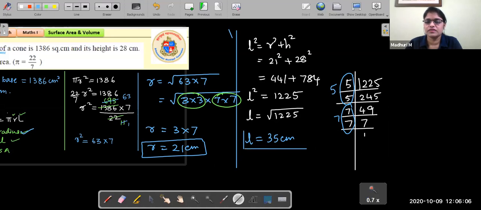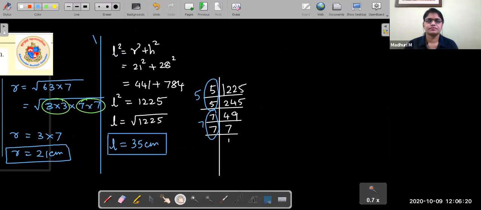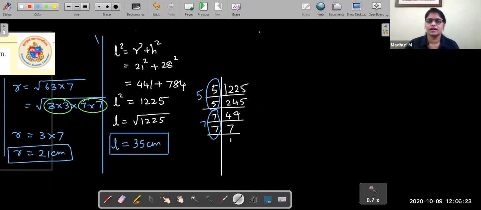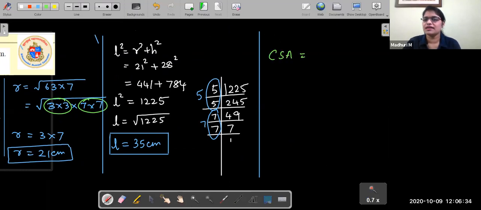So first we found the radius, then we found the length, and now the last part, we have to find the curved surface area. What is the formula for CSA, students? I know you know it. Yes. CSA equals pi r L. We are given pi in this formula, that is 22 over 7. We got radius, that is 21, and we got the length to be 35.